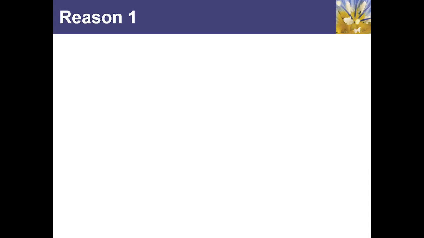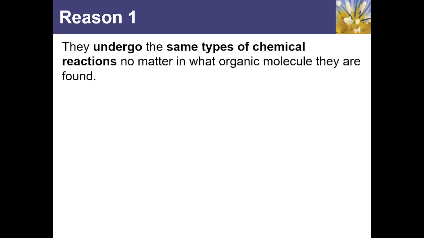So first reason is this one. They undergo the same types of chemical reactions no matter in what organic molecule they are found. So bakit ganyan? Sabi, if you have a functional group present and you saw it in another compound with that same functional group, yung kanilang properties ay magkakapareho. Di ba? Kung babalikan natin yung definition ng functional group, sabi doon ay these are groups of atoms within the molecule that show a characteristic set of predictable physical and chemical properties. Kaya natin ginugrupo yung organic compounds kasi napakadami nila.